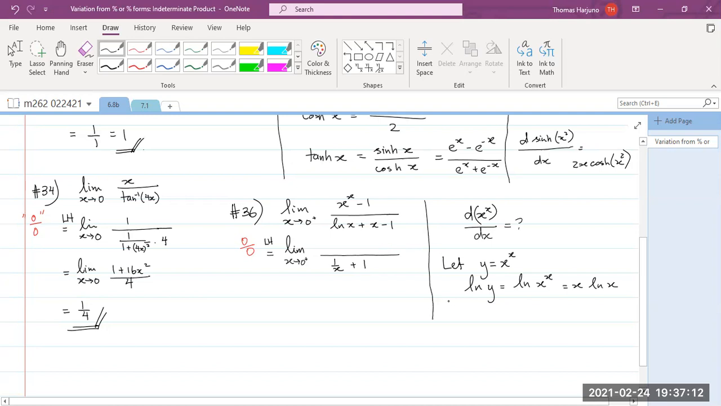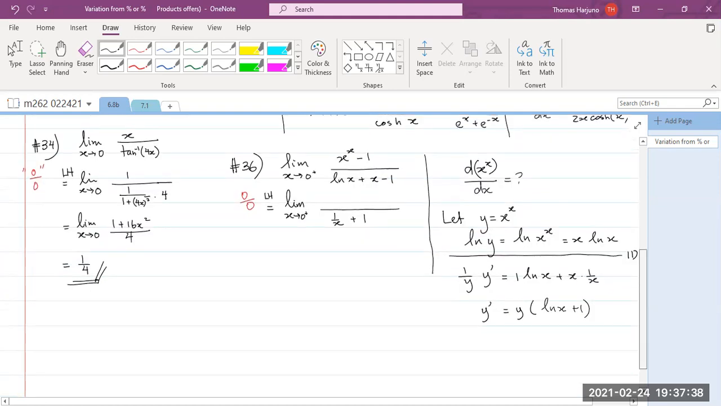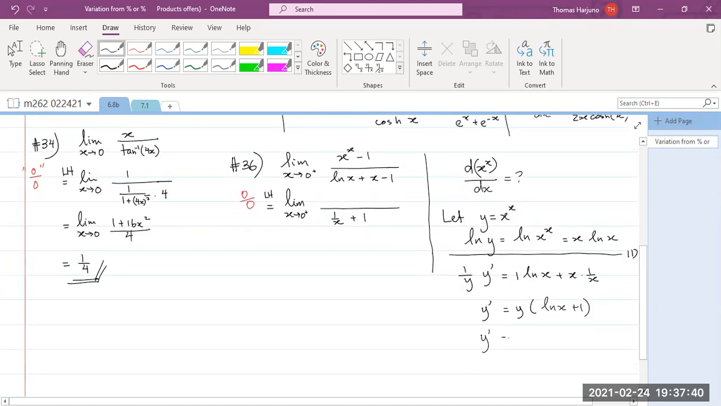Then implicit differentiation, which will give us 1 over y times y prime. That is 1 times natural log of x plus x times 1 over x. So y prime is y times natural log of x plus 1, which is x to the x times natural log of x plus 1.